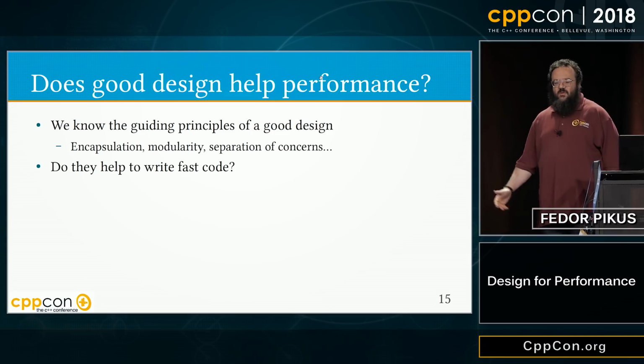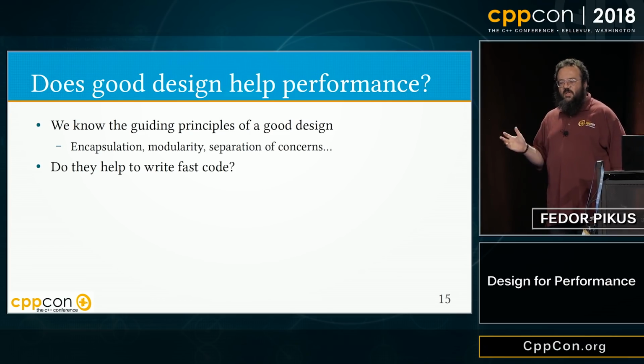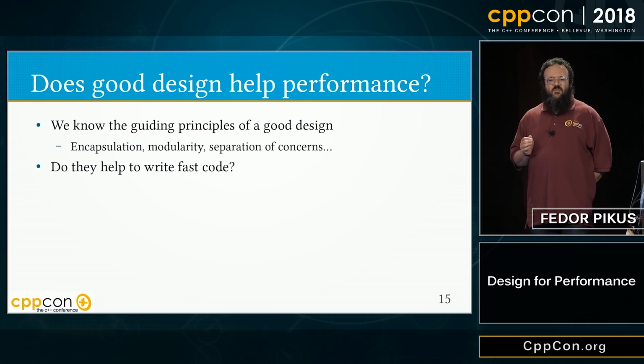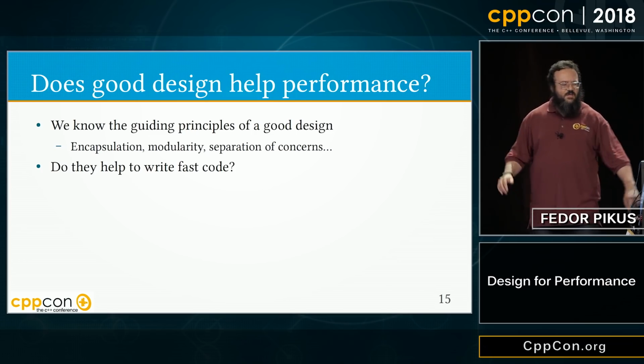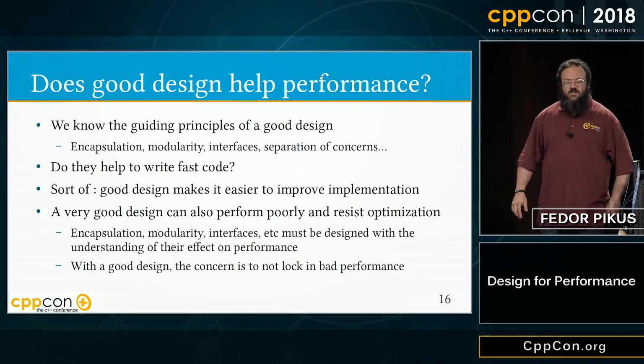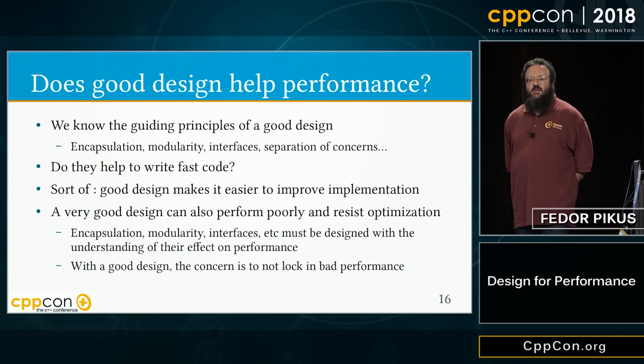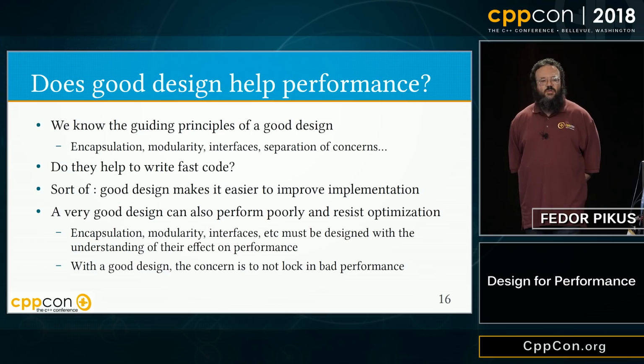Now, we do have a lot of good design practices, and we can talk a lot about them, and we did in other talks. So in the context of performance, do modularization, separation of concerns, good interfaces, do they help write fast code? And in my experience, the answer works out to be kind of. They do make it easier to improve implementation, and that's their intent. But for pretty much every good design practice, I have seen a design that was either efficient or could be made efficient with the help of that good design practice.